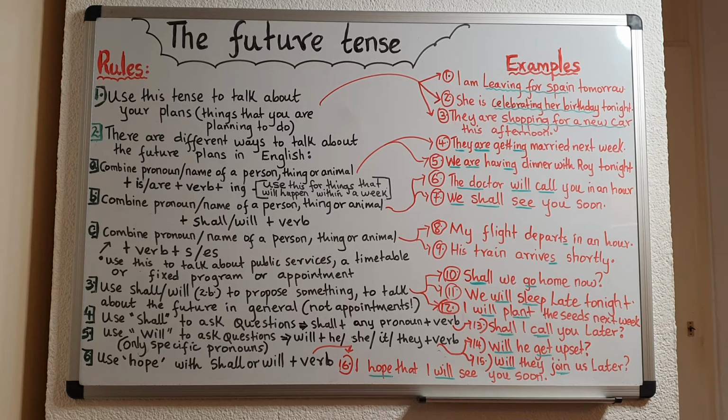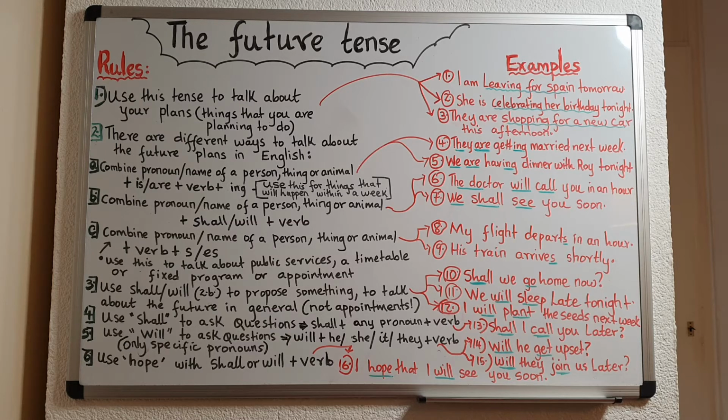Example 2. She is celebrating her birthday tonight. What is the plan? To celebrate her birthday. Example 3. They are shopping for a new car this afternoon. What is the plan? To shop for a new car this afternoon.